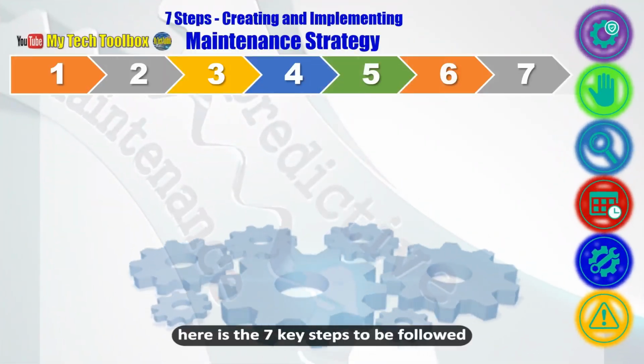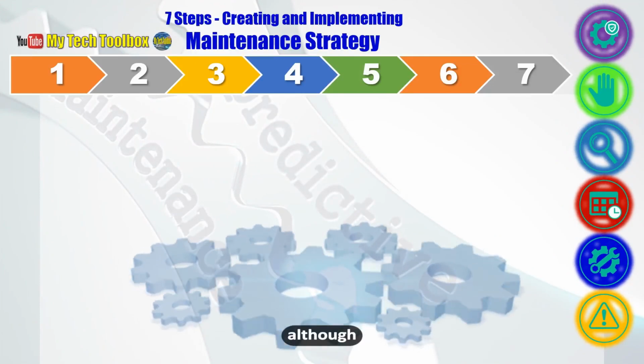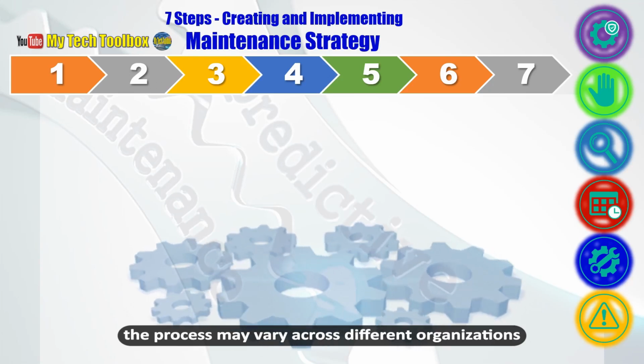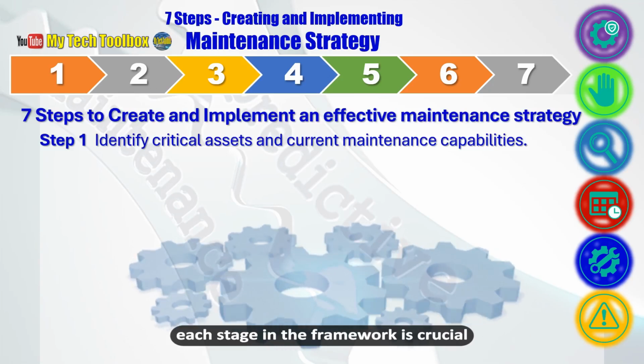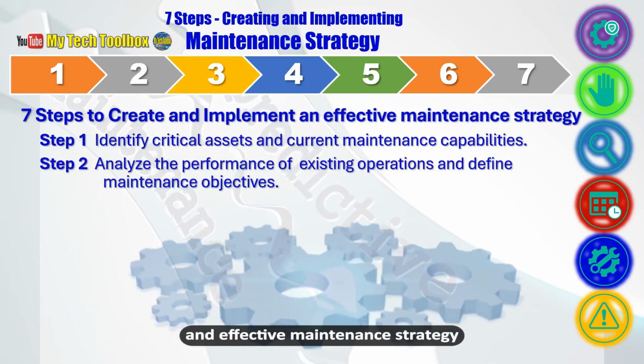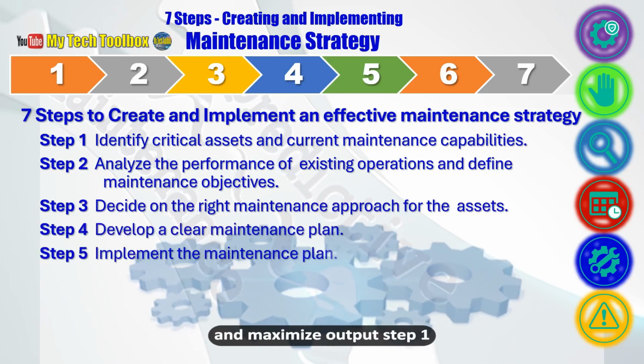Here are the 7 key steps to be followed in creating and implementing a maintenance strategy. Although the process may vary across different organizations that have different requirements, each stage in the framework is crucial to developing a clear and effective maintenance strategy that allows companies to reduce costs and maximize output.